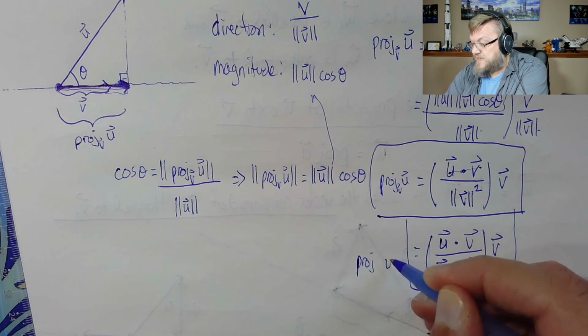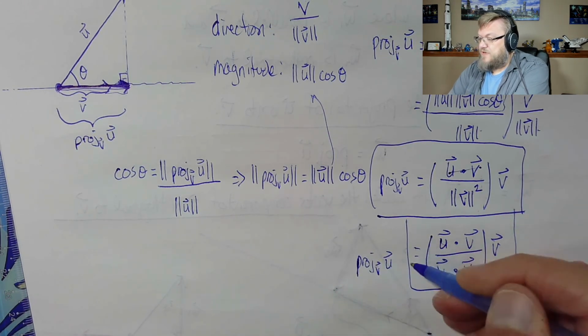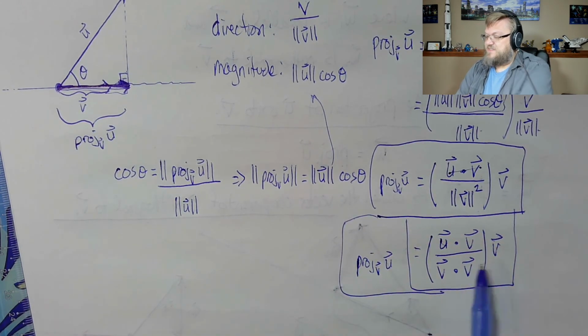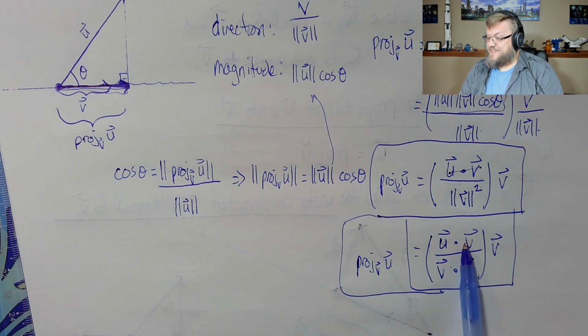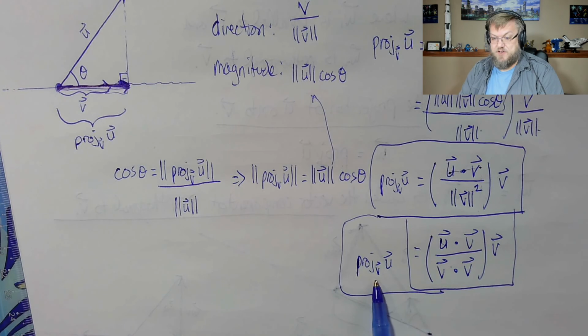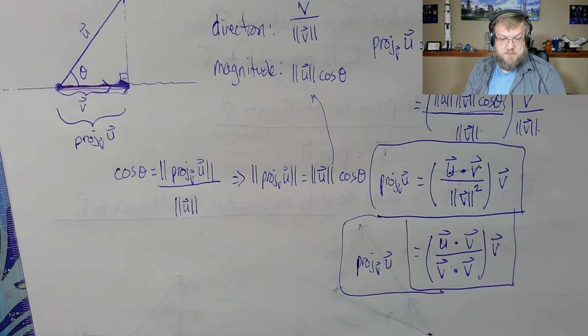I said that the backwards way. Projecting u onto v is this formula. Take the vector you want to project and then dot it with the vector you're projecting on. See that? And that's how you can calculate the projection vector.